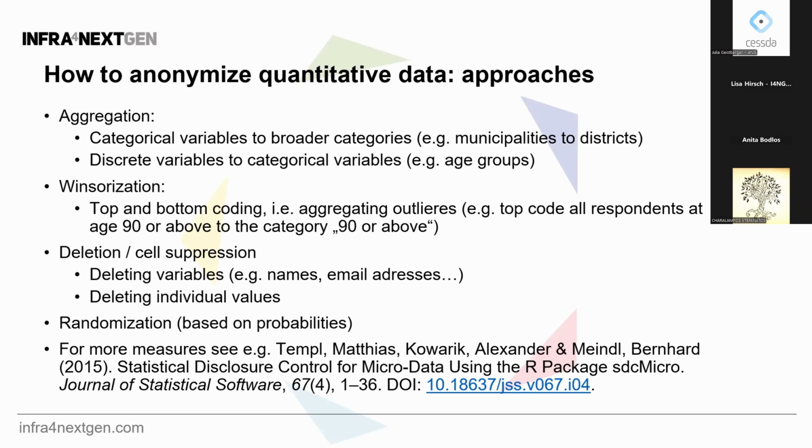Then there is a technique called randomization. So you could randomize the values based on probabilities, for instance, and also based on how frequently these values are available in the general population. And for more measures, there is a paper linked in here. In this paper, these measures are described, and also others.